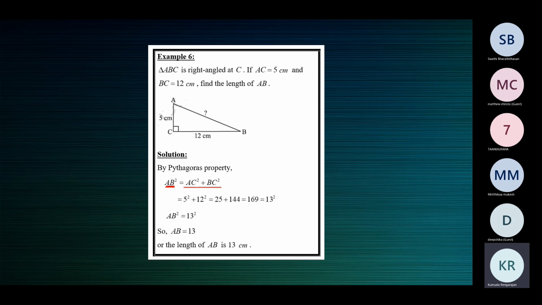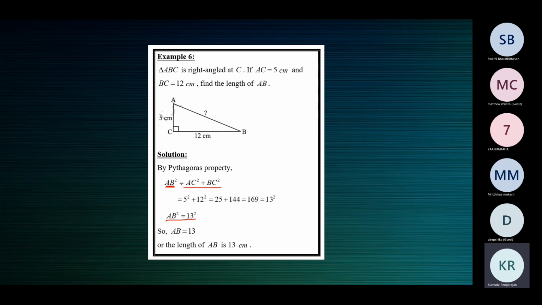Now what is AC square? 5 square. BC square is 12 square. So 5 square is 25, 12 square is 144. 25 plus 144 is 169. And 169 is nothing but 13 square. So what are we getting for AB square? AB square is equal to 13 square.